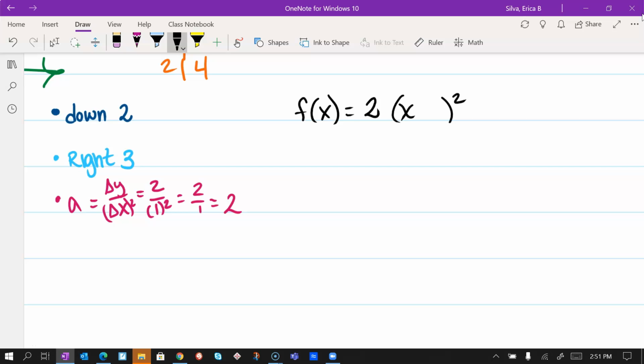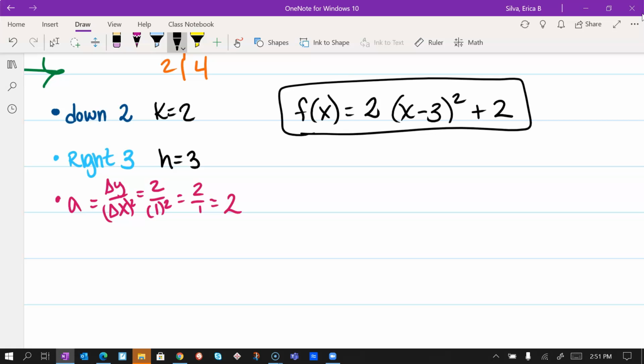What's my new h? Here it's supposed to be 3, but in our equation it's going to lie. So what is it going to be? -3. And then this is my k, and k is equal to a +2. So this is my new equation for my transformed graph.